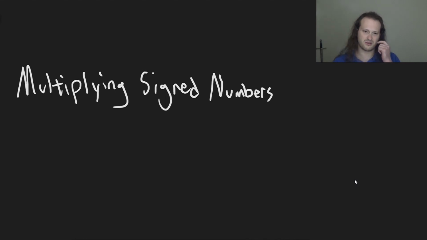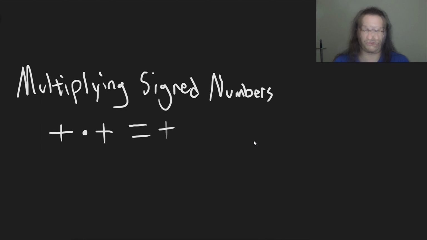Now we know how to add signed numbers and subtract, I guess. Now let's multiply. It's funny because multiplying signed numbers is, in my opinion, actually a lot easier than doing all of those adding things. If we have two positive numbers being multiplied together, the result is positive. If they have opposite signs, like this, then the result is negative.